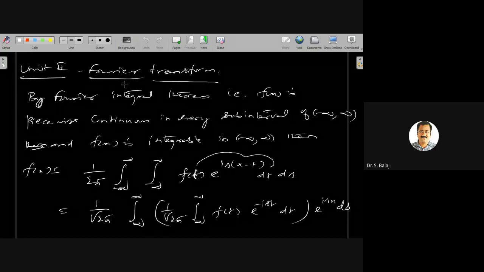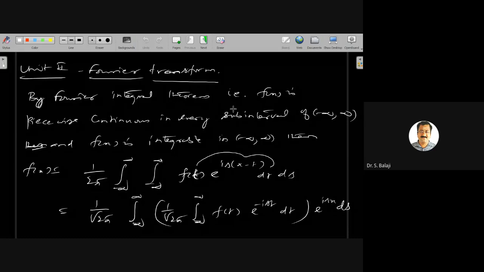Fourier transform definitions basically come from the Fourier integral theorem statement. These Fourier integral theorem statements are derived from Fourier series ideas. Therefore, we have the Fourier integral theorem.